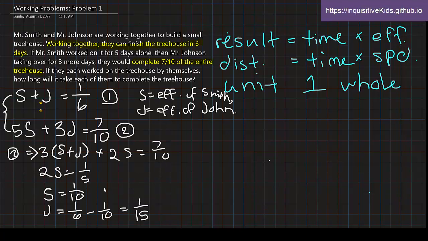So we can do 1 divided by their speeds, which in this case would be 1 divided by 1/10 is equal to 10, and 1 divided by 1/15 is equal to 15. So our final answer is 10 days and 15 days.